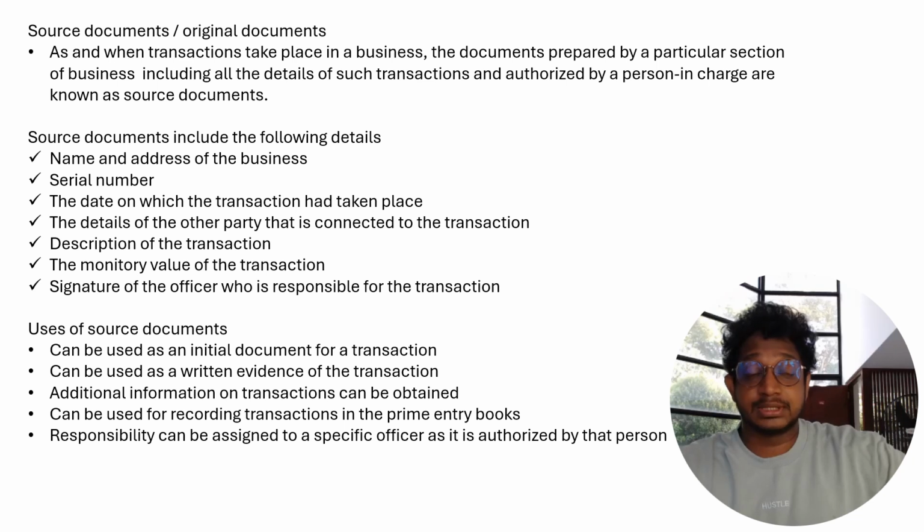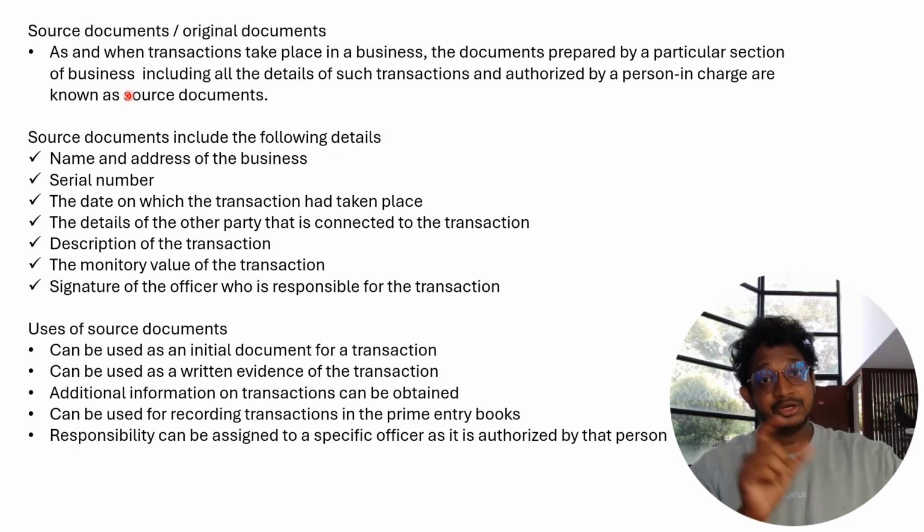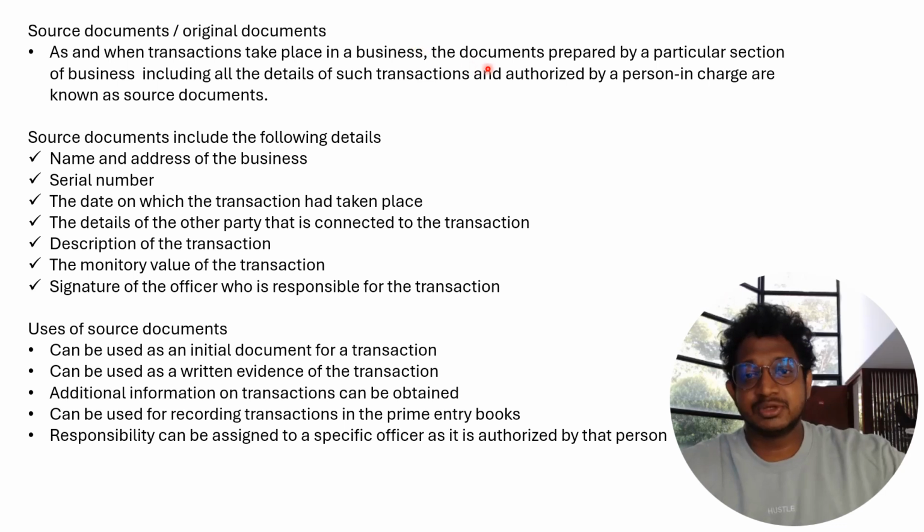Now, source documents. As I said earlier, you can't record any transaction without source documents. Source documents, or original documents, are the documents that prove that a transaction has already happened, already been incurred, right? And these source documents are legal documents as well, right? As and when a transaction takes place in a business, the documents prepared by a particular section of the business, including all the details of the transaction and authorized by a person in charge, are known as source documents.